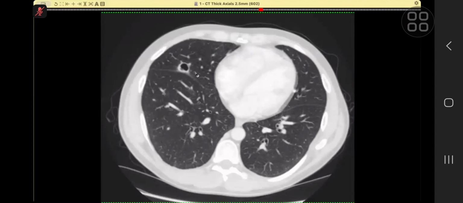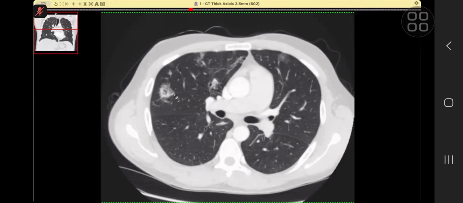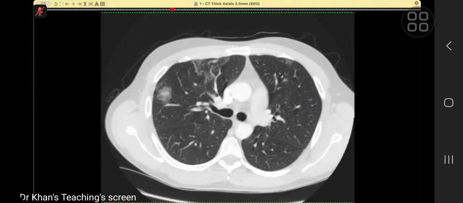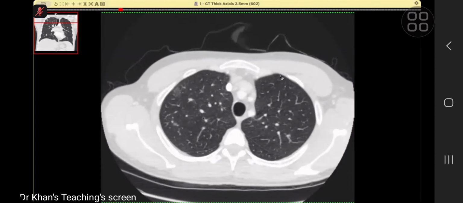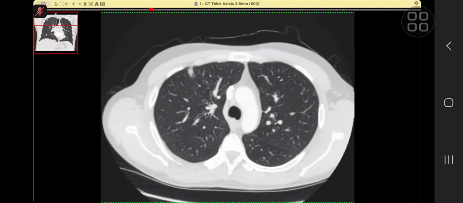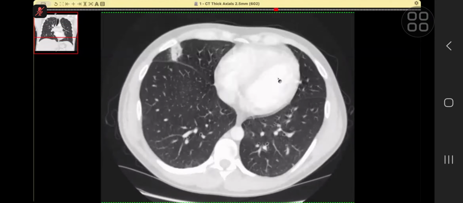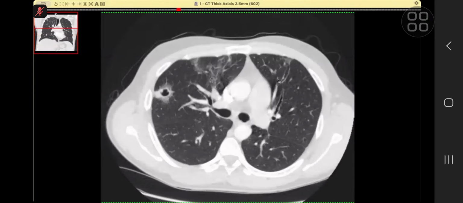Then the cavitatory lesion, which can happen. And of course, another cavitation. Ground glass is the spectrum of infection, which develops into consolidation or whatever. So this was a case of septic emboli with thrombophlebitis. Okay, candidate one, thank you very much. Thank you, sir.